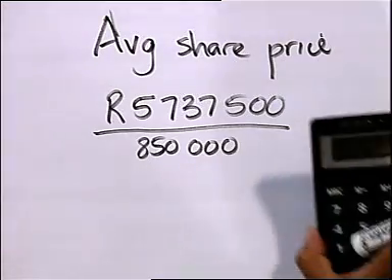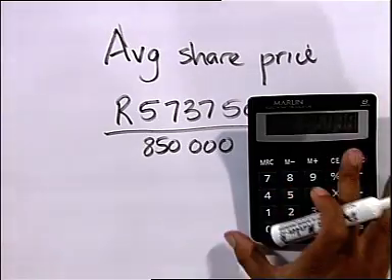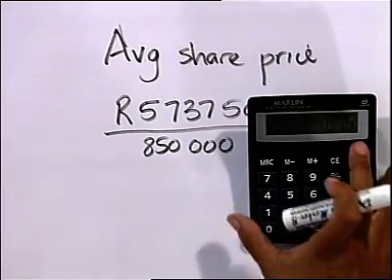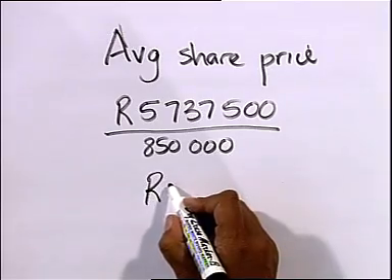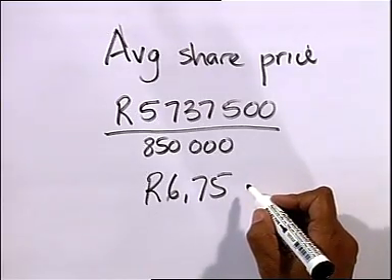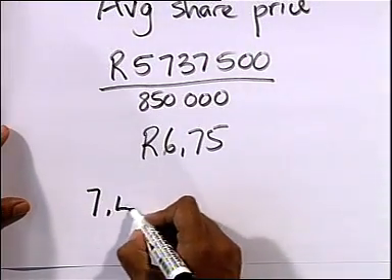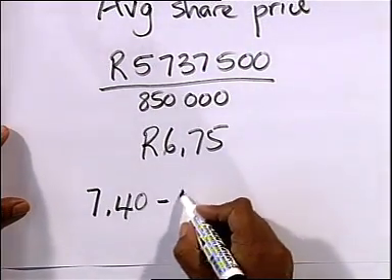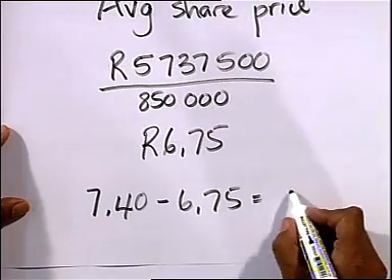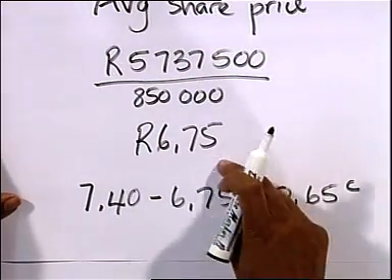So you take that on your calculator. We're going to take 5,737,500, divide that by 850,000 shares, and you get that John is absolutely correct, the average share price of R6.75. So this amount is going to go somewhere, okay? But you bought the shares back for R7.40. If you take the 6.75 away, that means you paid 65 cents more than the average share price.